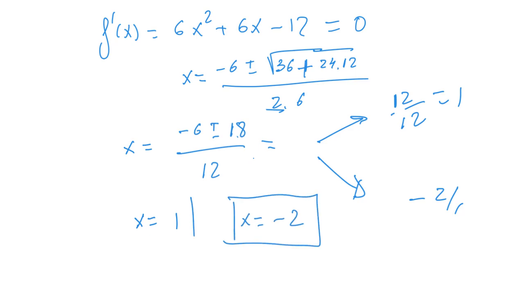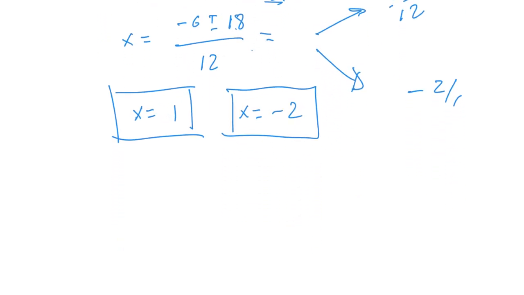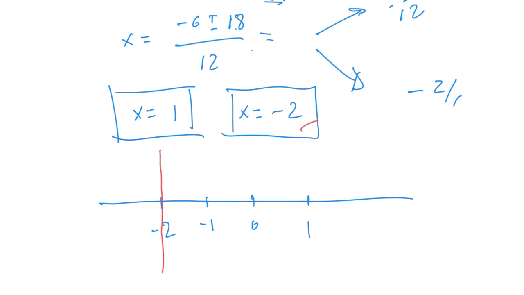These are the two critical points. At these points, the slope is 0. What is the slope to the right of the point x equals 1, and to the left of the point x equals 1? So we have here the intervals. This is 0, this is 1, this is minus 1, this is minus 2. Let's put a line here. We see to the left of the critical point whether this is positive or negative.